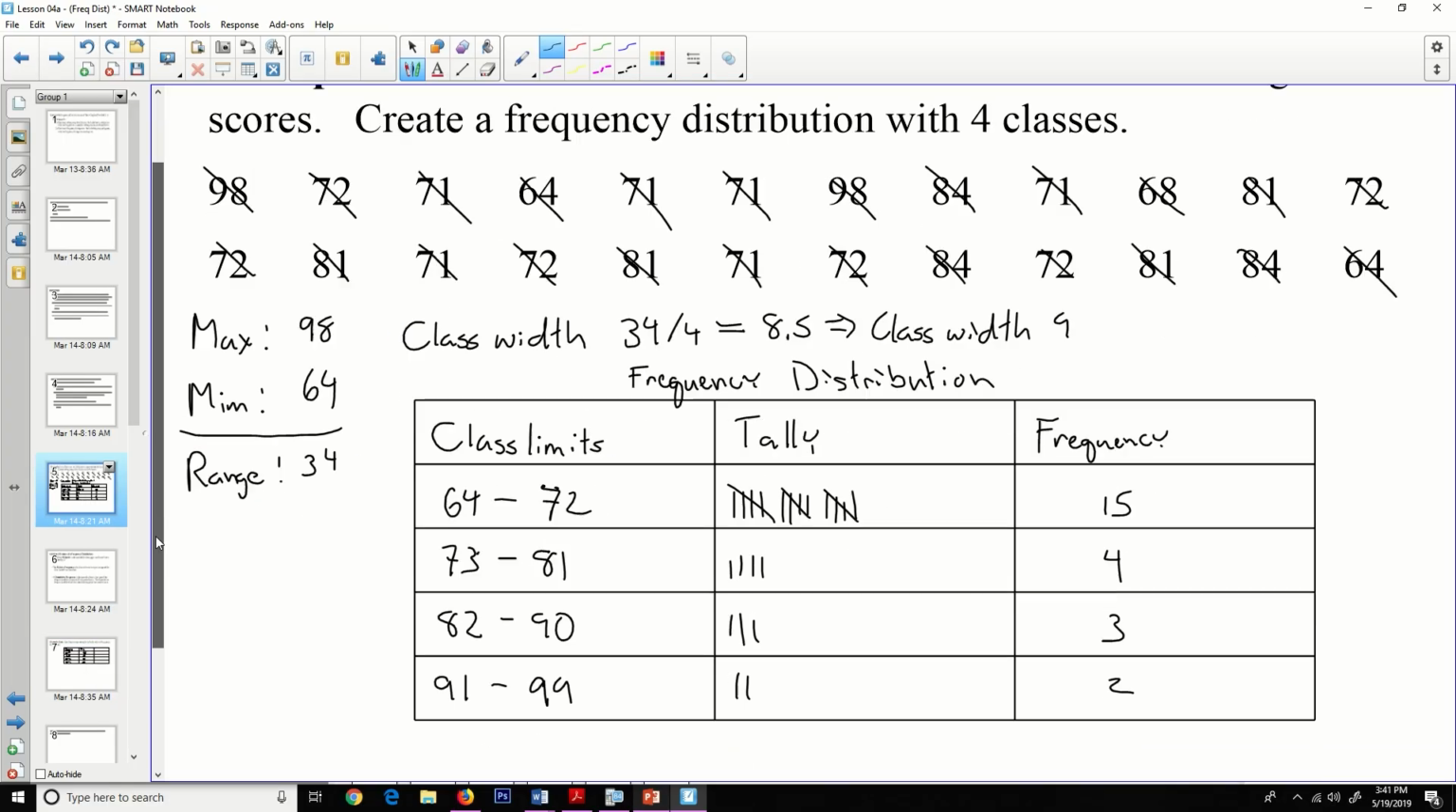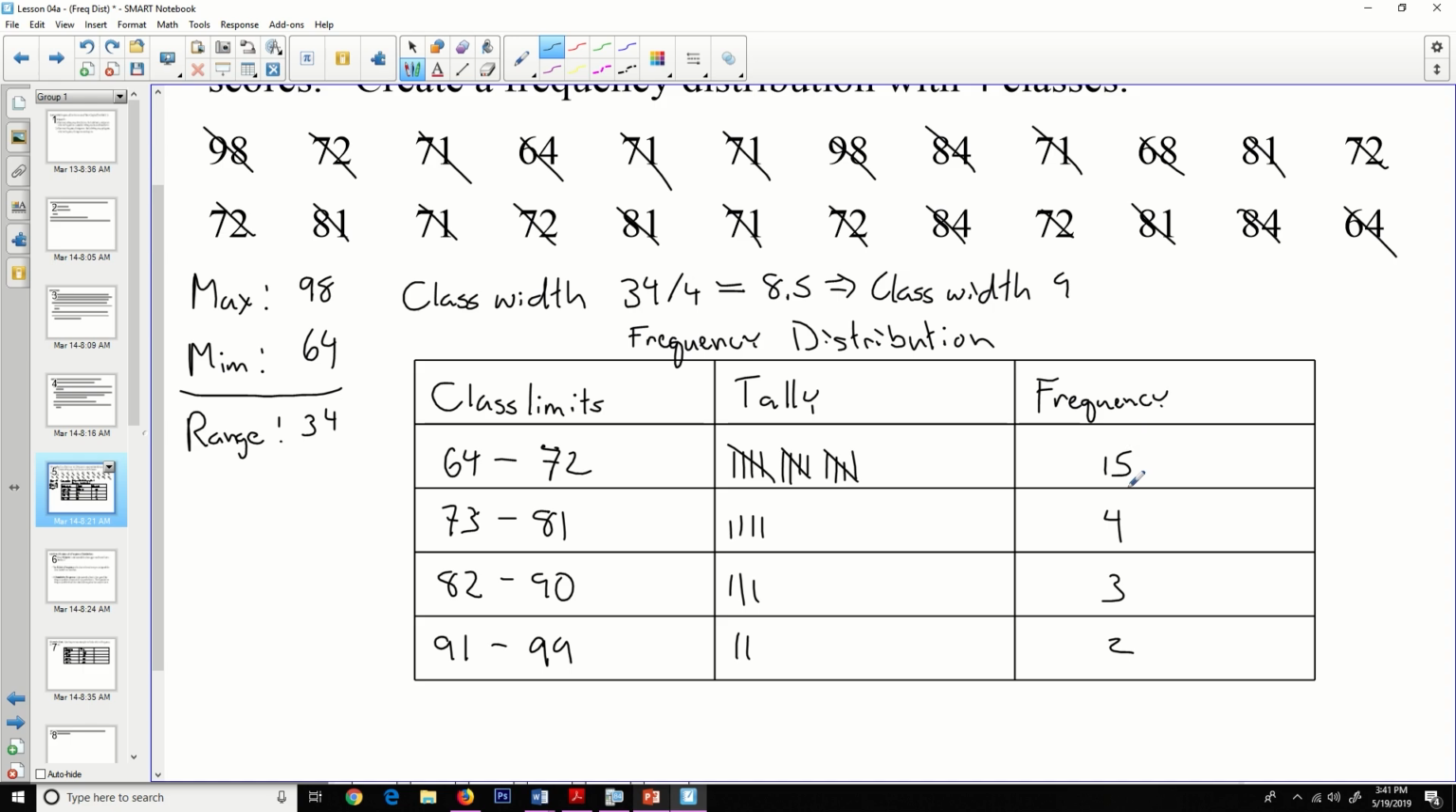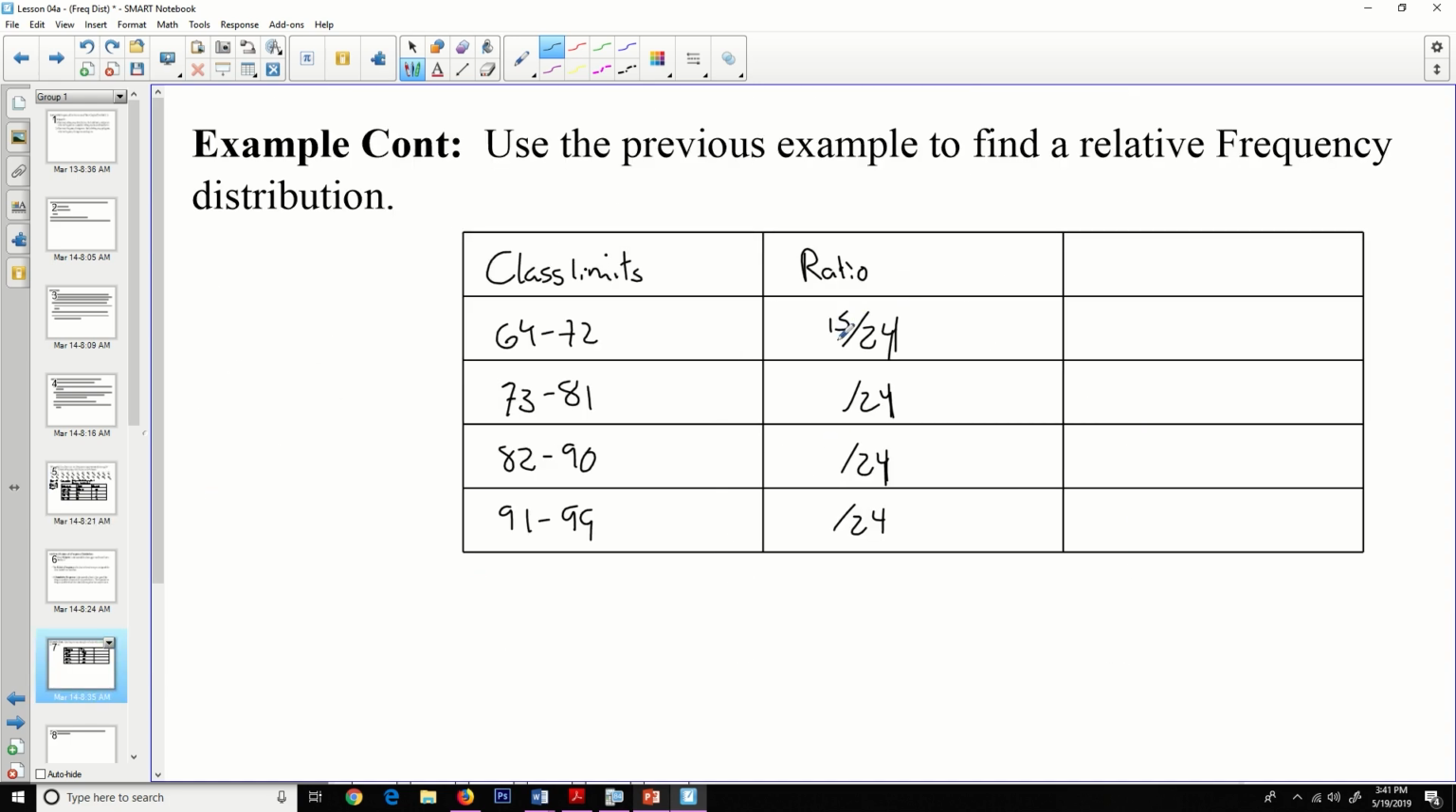All right, the ratio, let's go back and look. We're just going to take this frequency: 15, 4, 3, and then 2. And then our relative frequency is just a percentage based on these values.